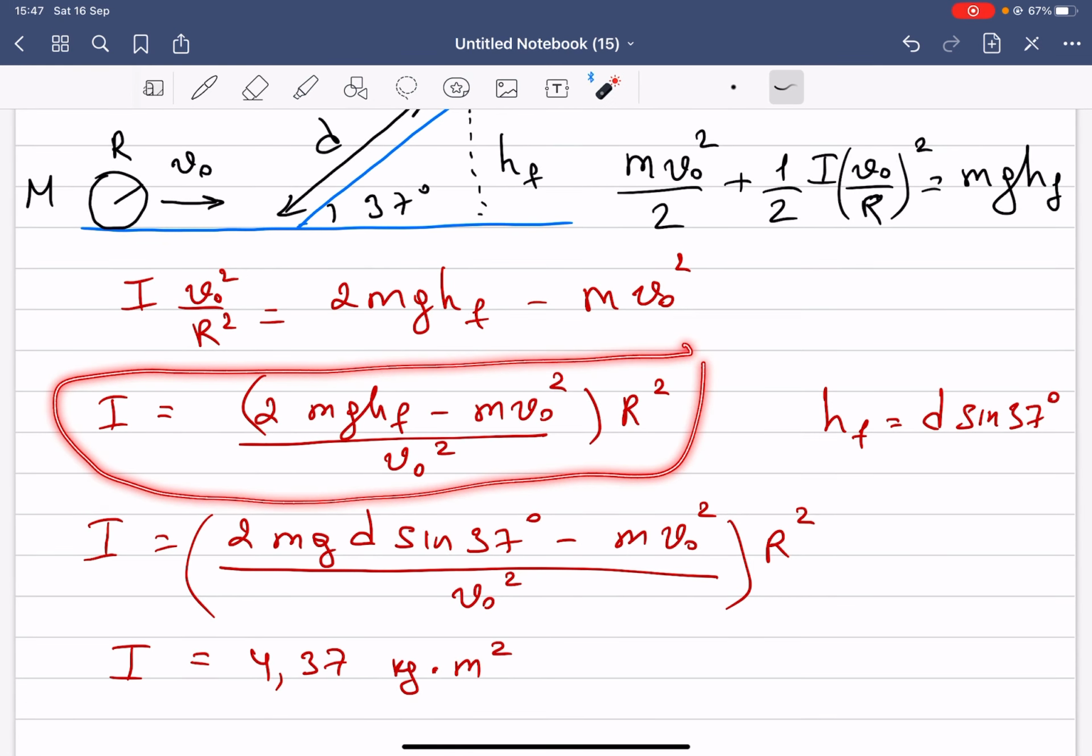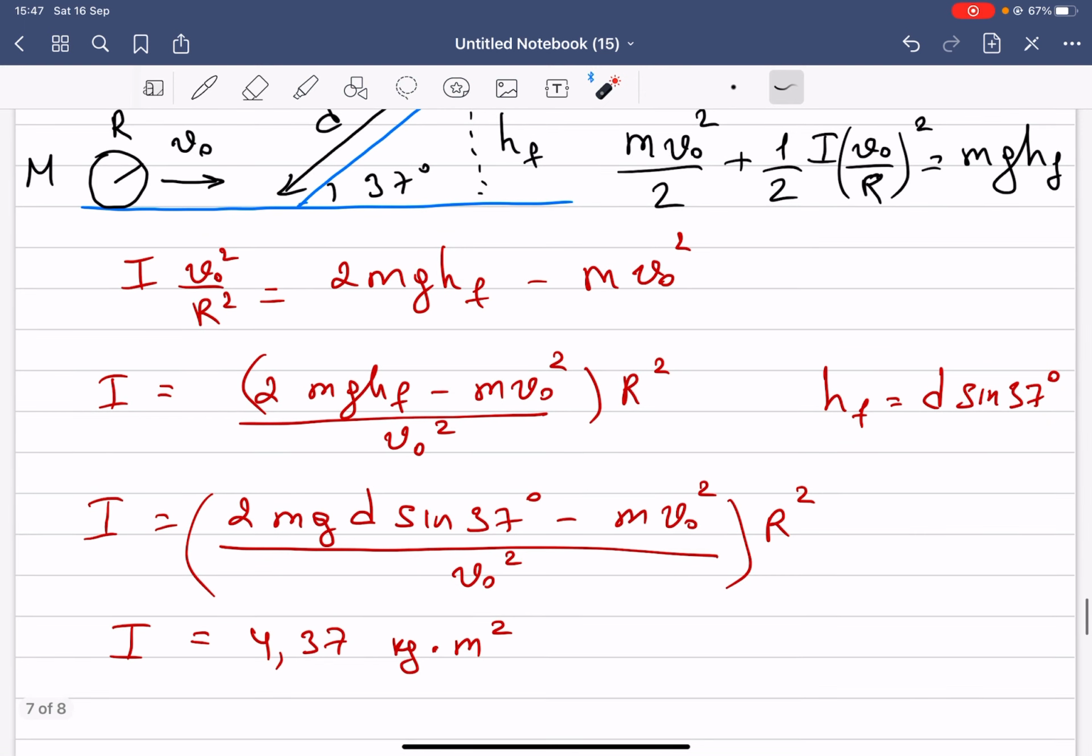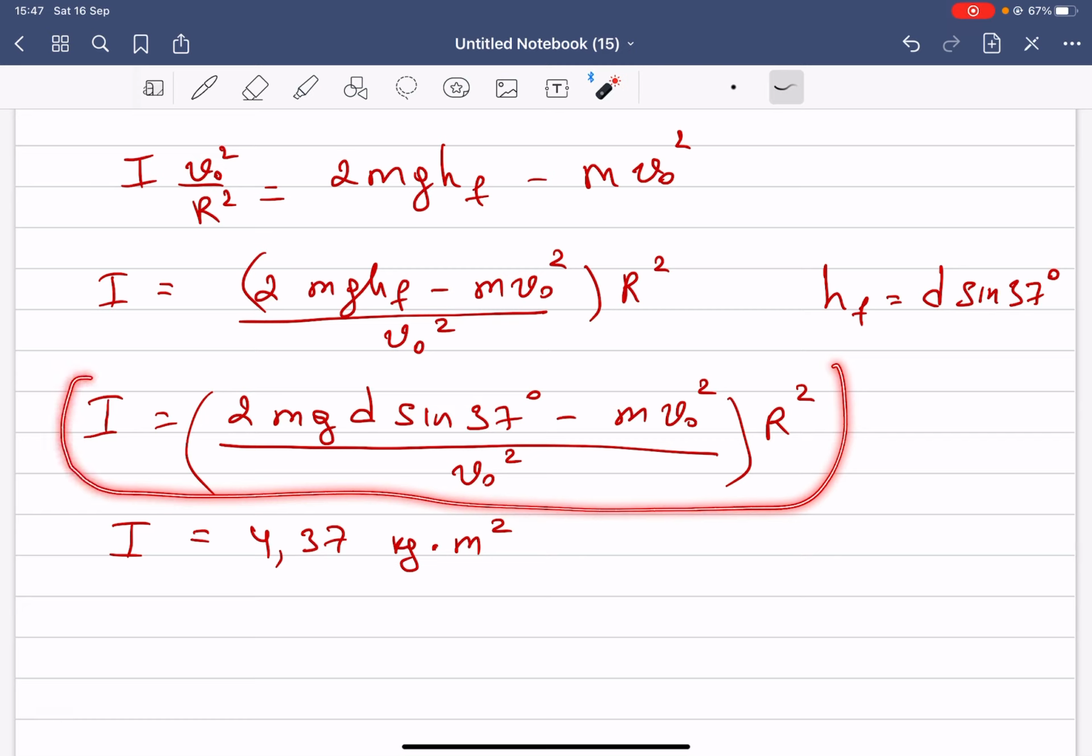And since we have to calculate h final, h final is equal to the distance d multiplied by the sine of 37 degrees. So you take this and plug it here, so it becomes d sine 37 degrees minus v initial squared and all this, and then you plug in the numbers and you will get the answer.